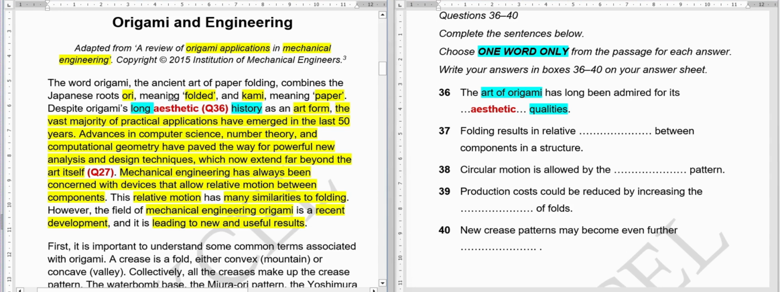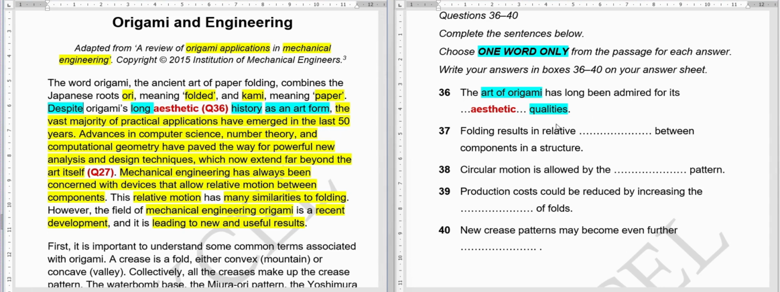Long aesthetic history as an art form. It was used like this before and now it is used like this, so these are the changes that have been made at present, but in the past it was viewed as an art form, so it has a long aesthetic history because of its aesthetic qualities. We cannot write more than one word there, so we cannot say long aesthetic qualities. It would not make sense after all, so we will only write the word aesthetic here. I hope it is clear.